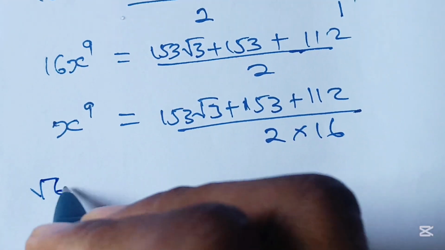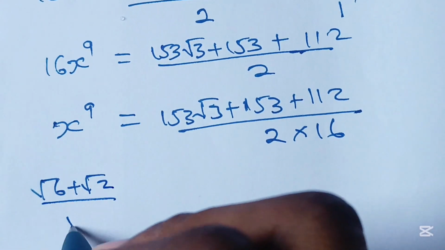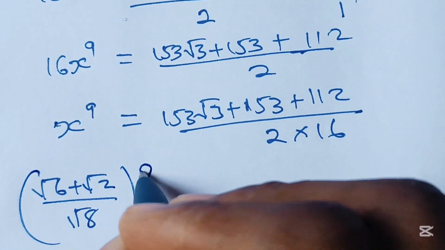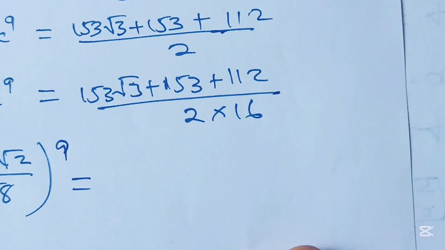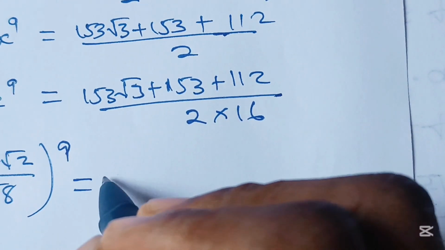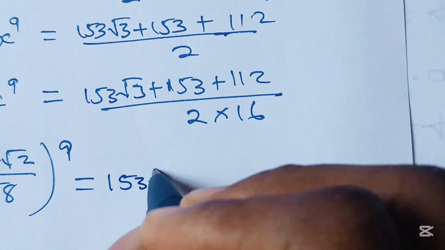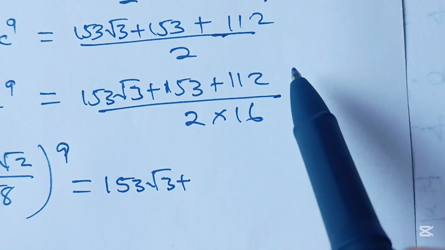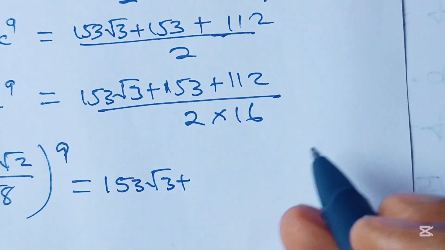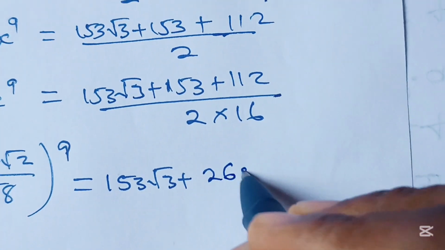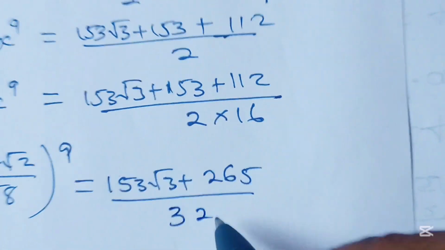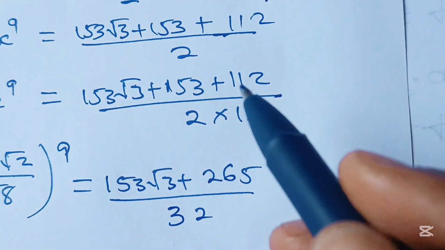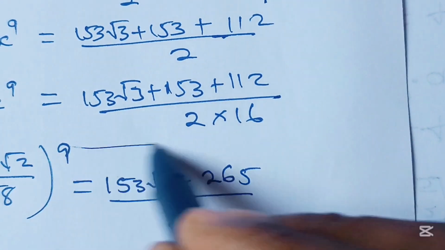So I'm going to replace this x with root 6 plus root 2 divided by root 8, raised to the power of 9, is equal to, now we have 153 root 3 plus 153 plus 112 will give us 265, right? So we have 265 divided by 32. And this is the final answer.